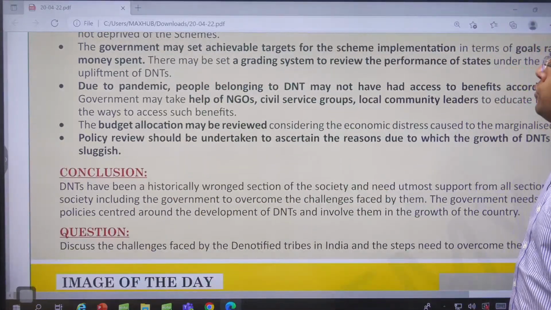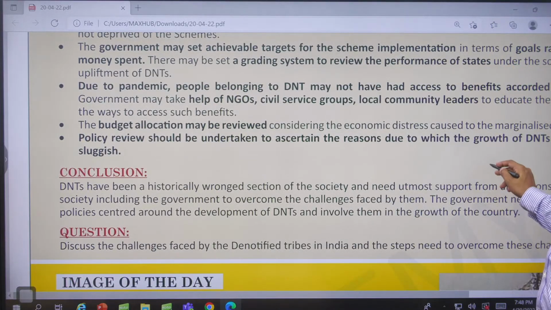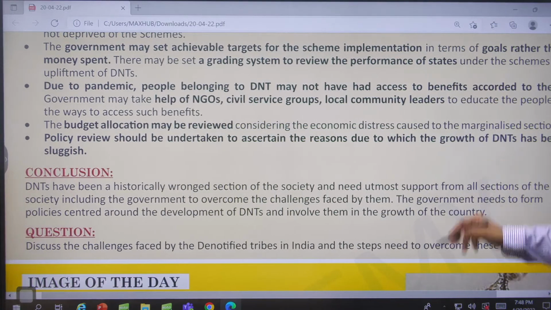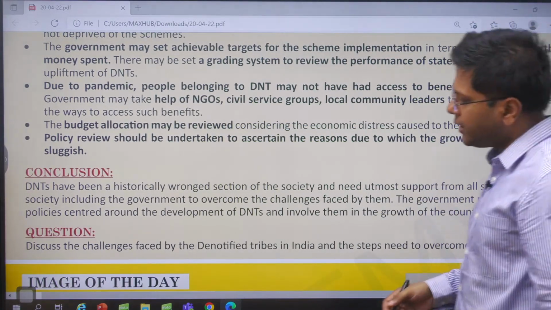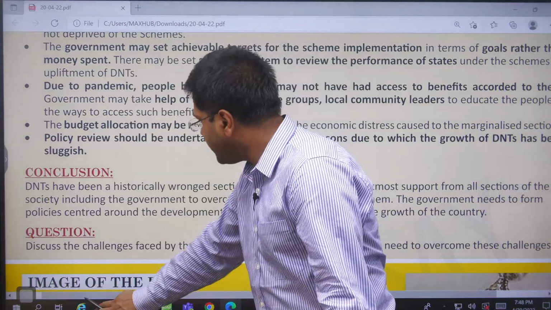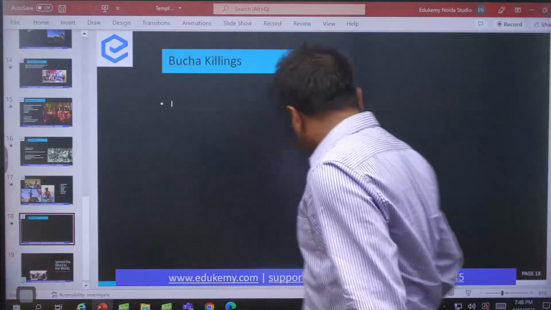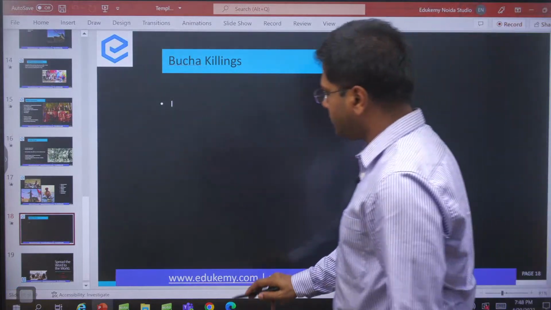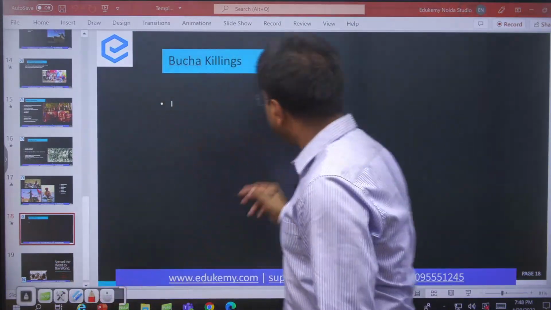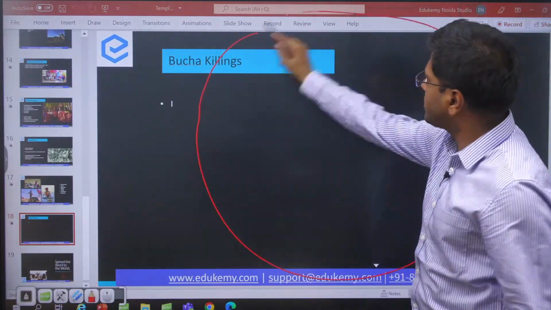So a policy review should be undertaken to ascertain the reason due to which the growth of denotified tribes has been sluggish, has been slow. There must be a policy review. Now this is where one must know that we are failing at multiple ends. One of the ends that we are failing here is at the level of policy itself, and the other level is the ground root work.